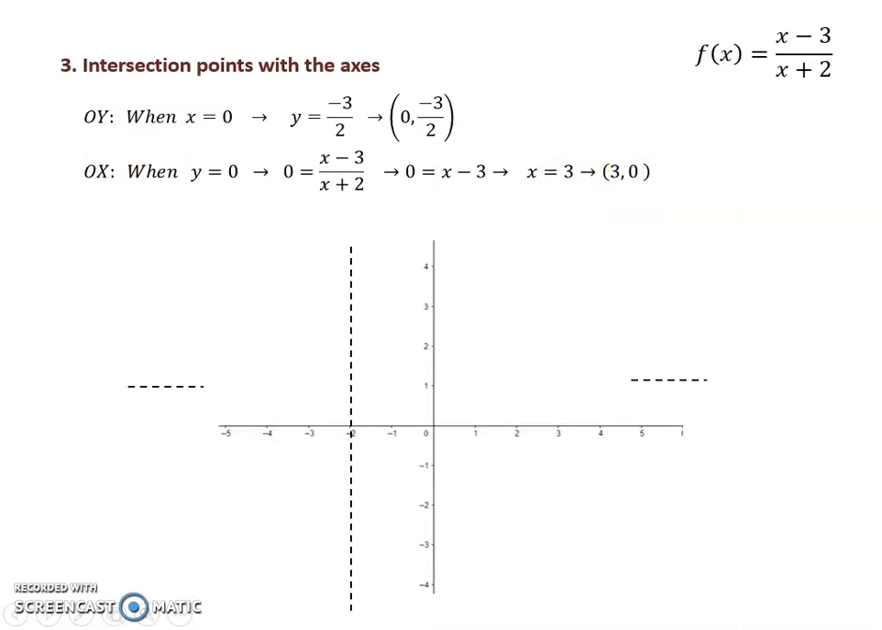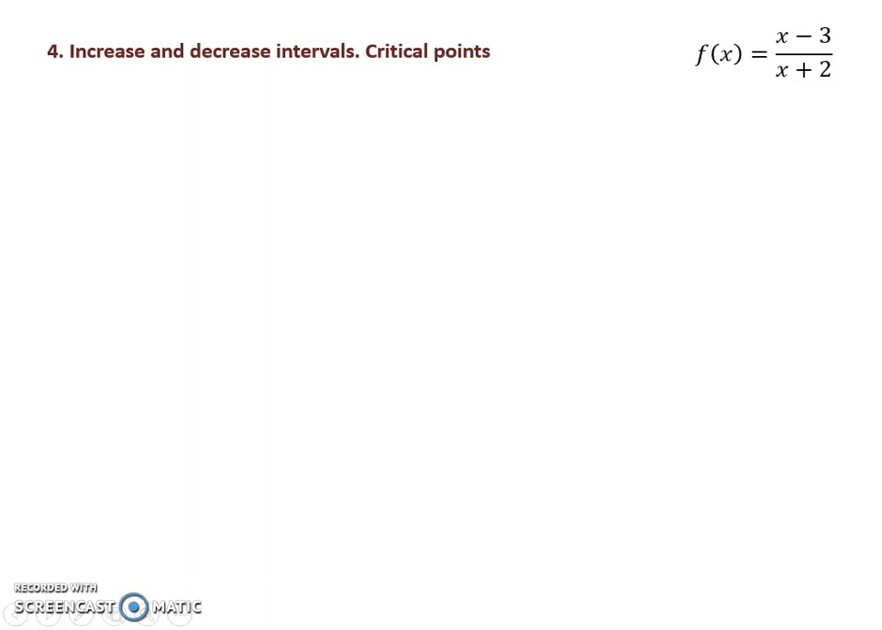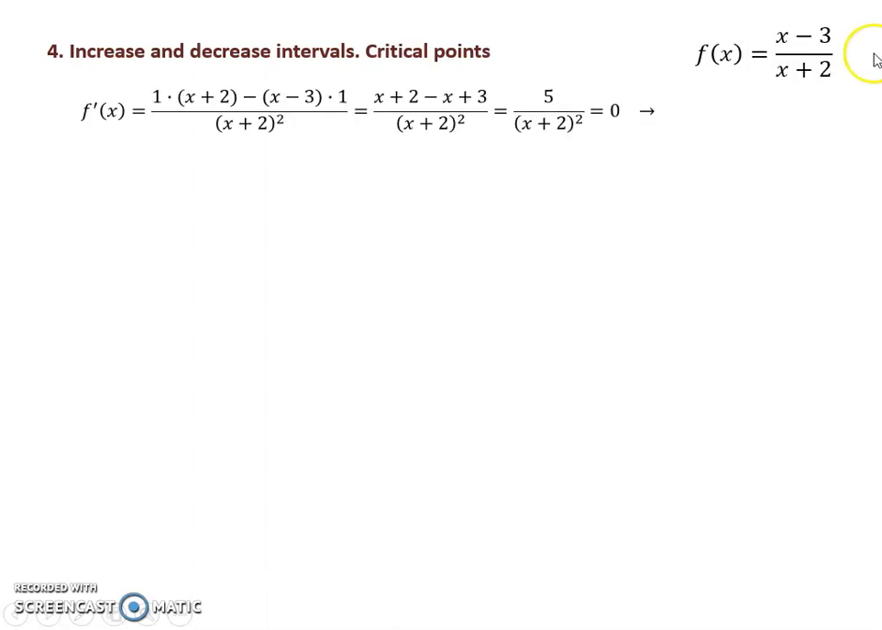Go back to the graph and locate the points. Here we've got them. And fourth step. This is a really important one. Increase and decrease intervals. We'll be calculating the derivative here. And okay, this is a division, so we need the division formula. I'm just calculating, simplify the numerator, and here we've got the solution. This is the derivative of f.